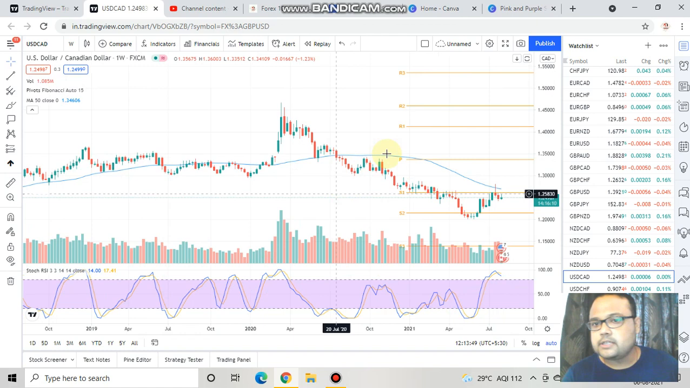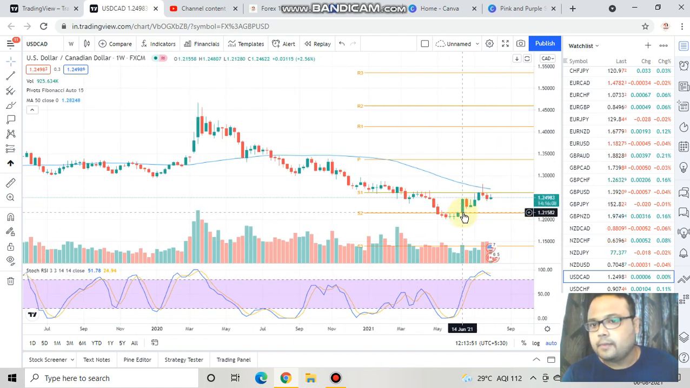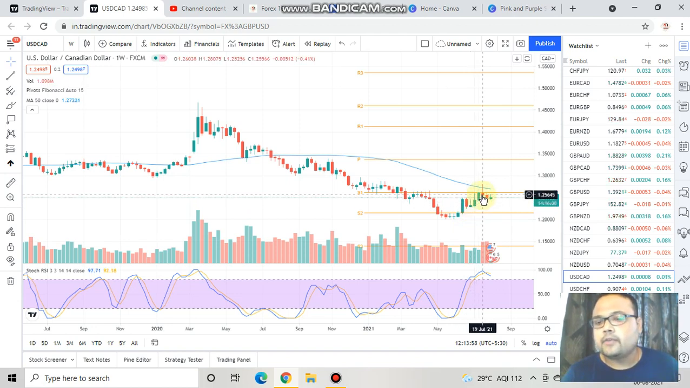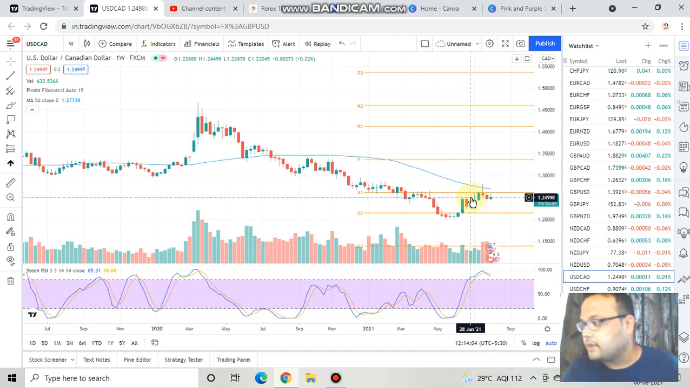So this is the weekly chart of USD, and you can see that when the market was bullish in the months of June and July, the market was going up. But here the market tried to go up and failed. The price failed to sustain, and as a result, price came down.